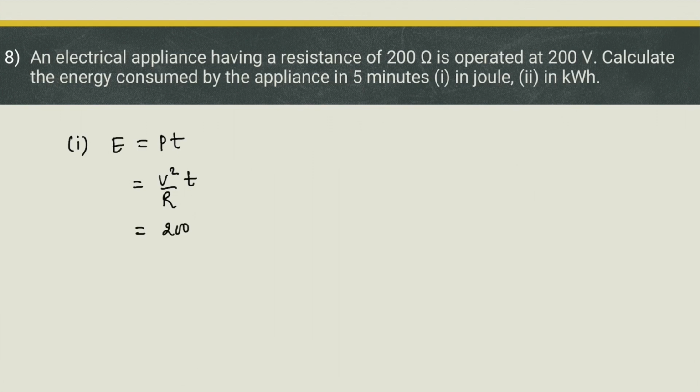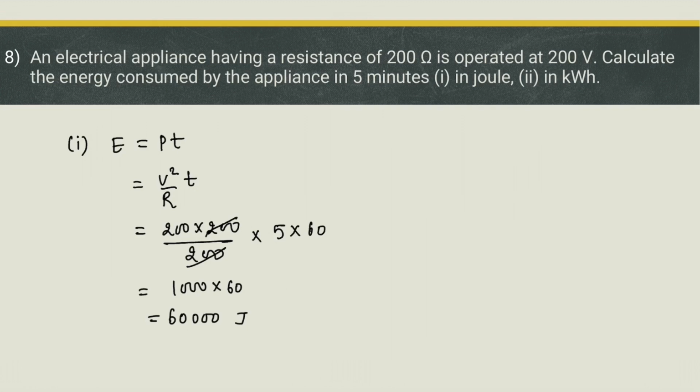Voltage is 200, so V square here we have 200 into 200 upon the resistance is 200 into time is 5 minutes into 60 seconds. So this is 200 into 5 is 1000 into 60, so 60,000 joules.